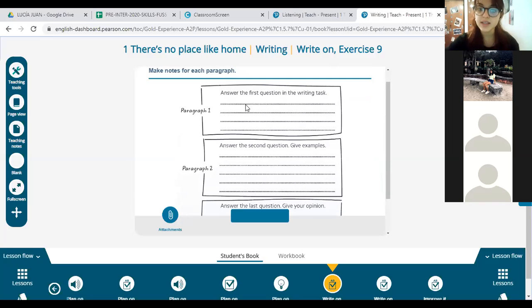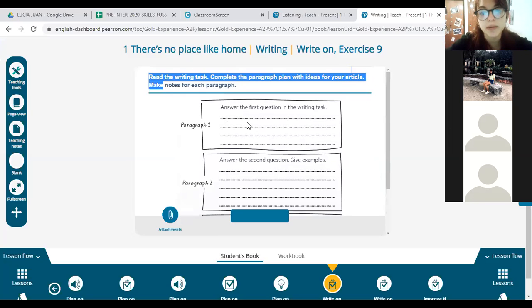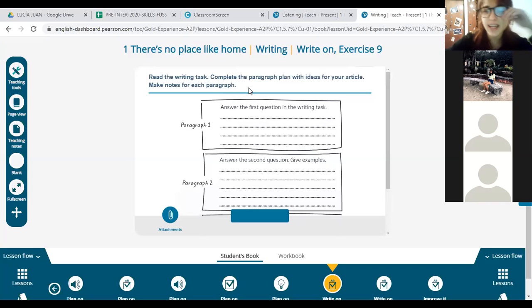The idea is that you make an outline or a draft, tienen que hacer un esquema o un borrador en donde pongan idea number 1, peladita, así sin nada, y después la desarrollan. Si la hacen en la compu, la pueden ir editando. So you're going to make notes for each paragraph. Do you understand the writing activity? Yes. You have the 3 questions and you need to answer the 3 questions in each paragraph.